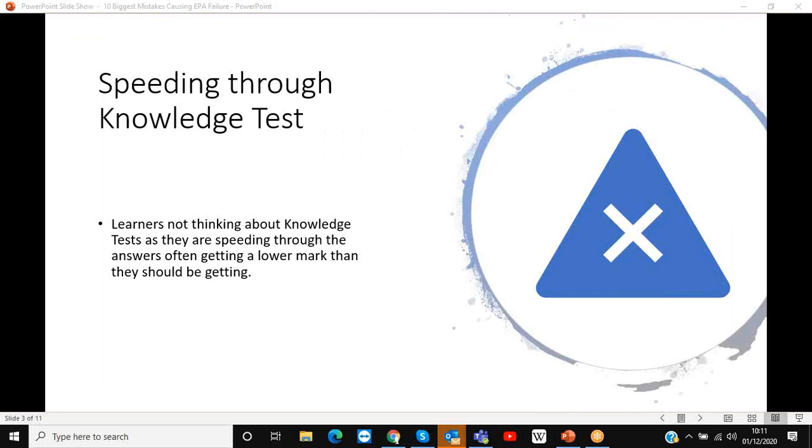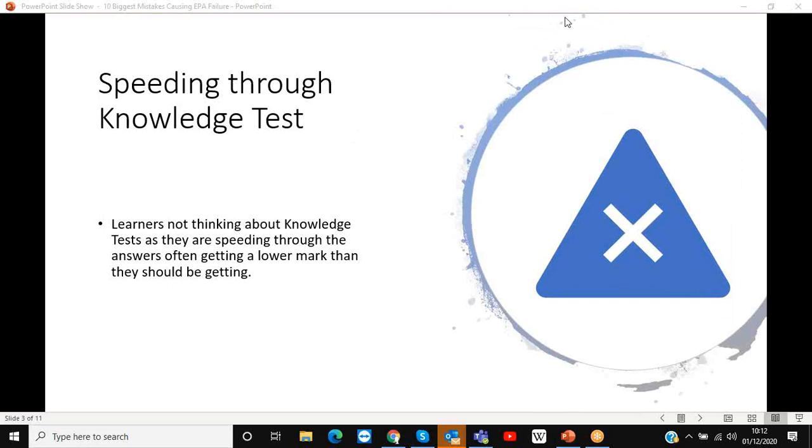I mean, we're not talking about the mass population of learners not getting distinctions in knowledge tests, but we are certainly talking about maybe the 4 or 5% that rush through and just miss a distinction because they got a pass when they could have got a distinction. So that's certainly one of my reasons. That's coming in at number 9, so quite high on the list there. I'll move on to the next slide now.